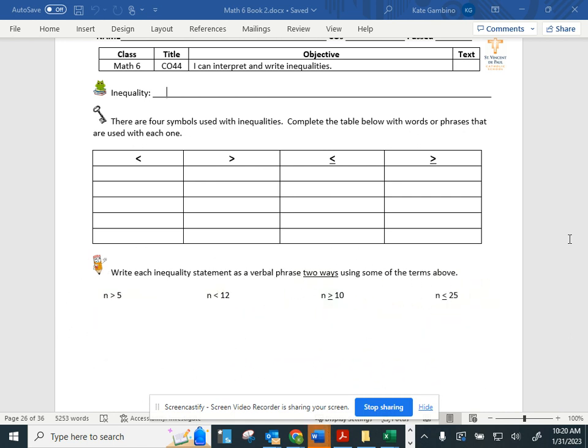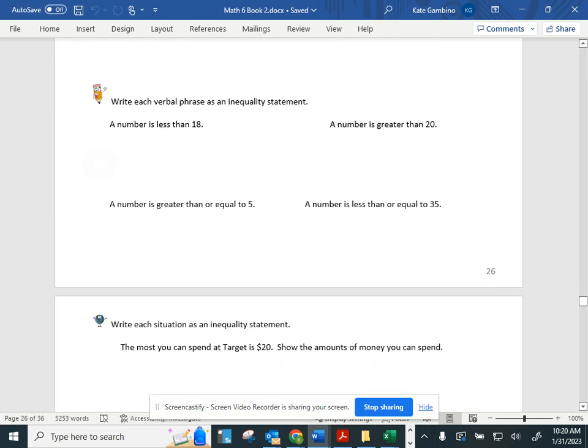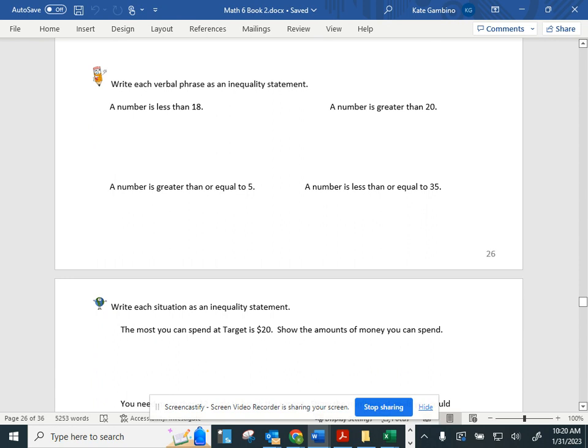All right, let's look at the bottom of our page. Write each verbal phrase as an inequality statement. So looking back up at that chart, when you see the key words, figure out which symbol you're going to use. A number, so it starts with a number, we're starting with N. A number is less than 18. That one's a little bit easier. N less than 18.